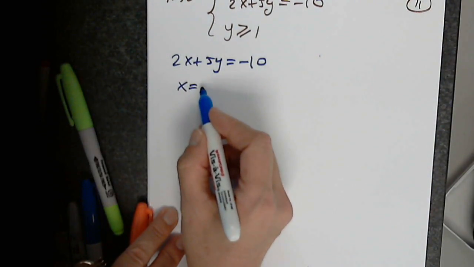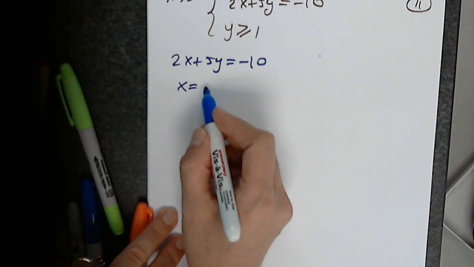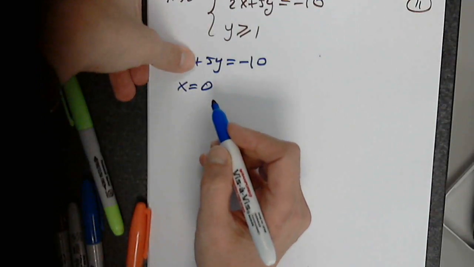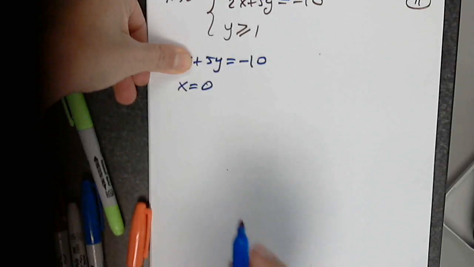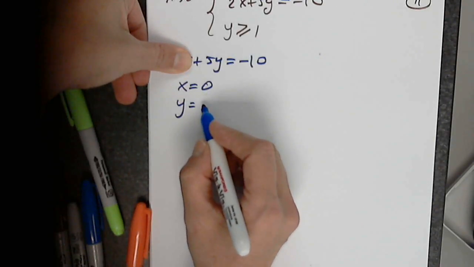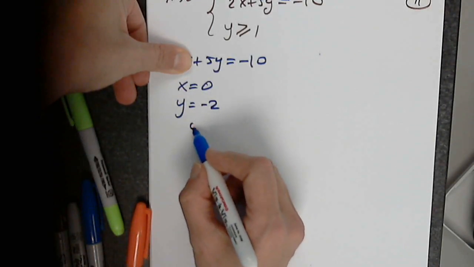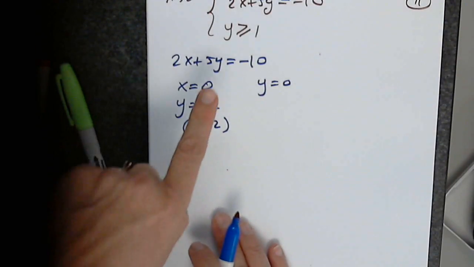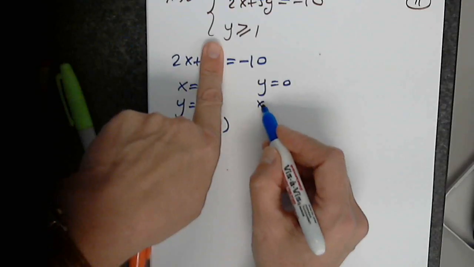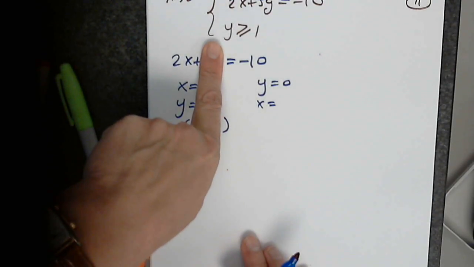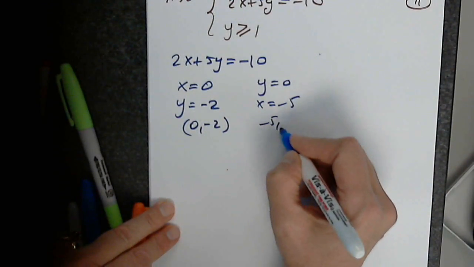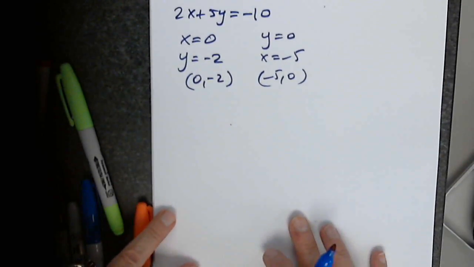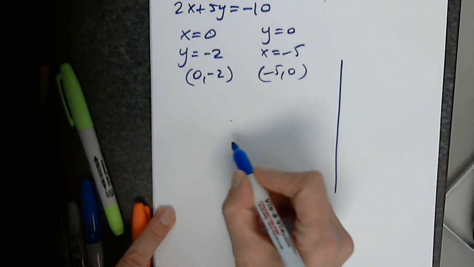When x is 0, good, how much is y? Good. So then I have 0, negative 2. So then now when y is 0, how much is x? Perfect. So it's negative 5 comma 0. Okay. So I'm ready to graph.